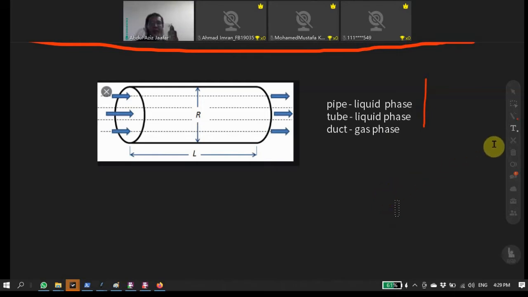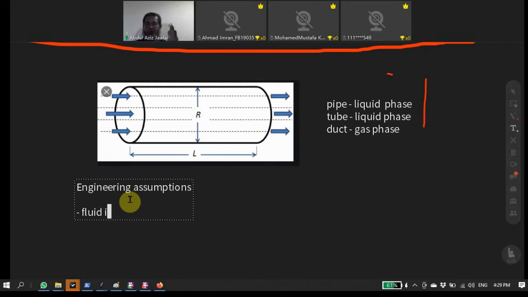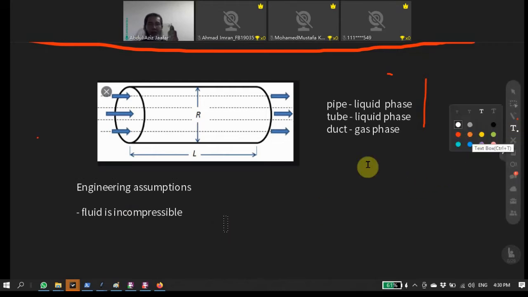Now when we do any engineering calculation, we're going to have an engineering assumption, right? So we have the engineering assumption, and for the fluid to flow in this system, we always assume that the fluid is incompressible, right? So what does this mean? When we say the fluid is incompressible, it means that the density is constant, right?